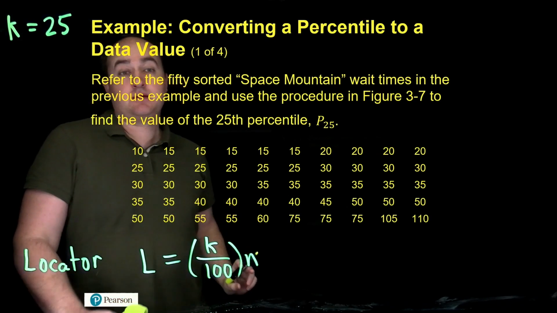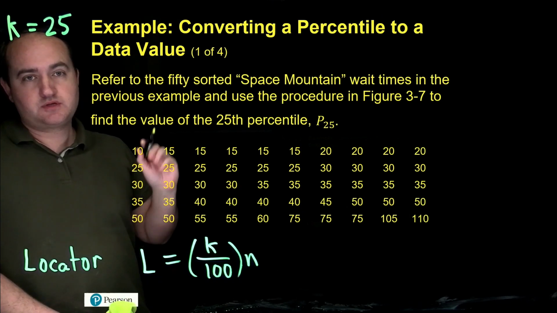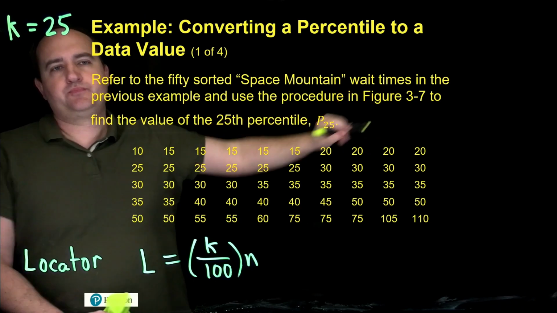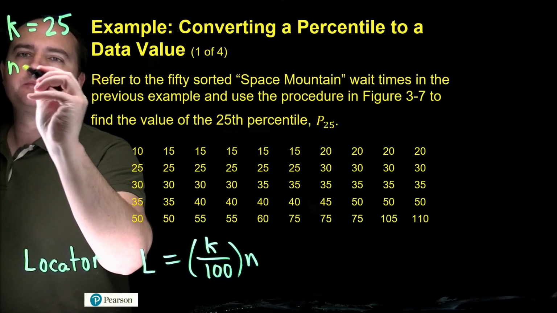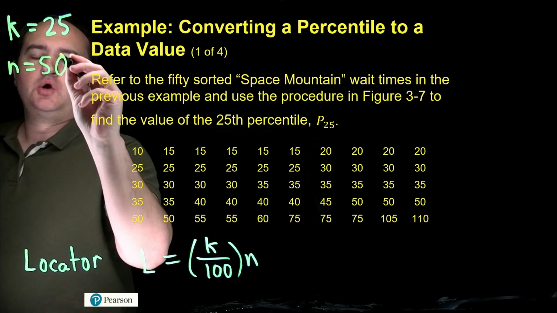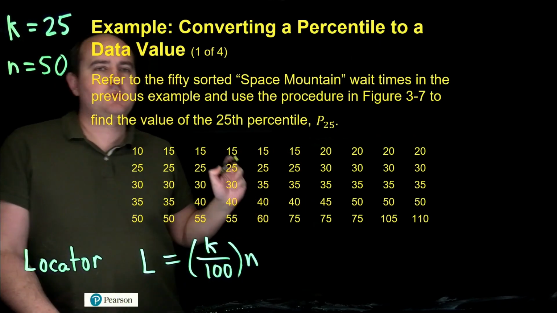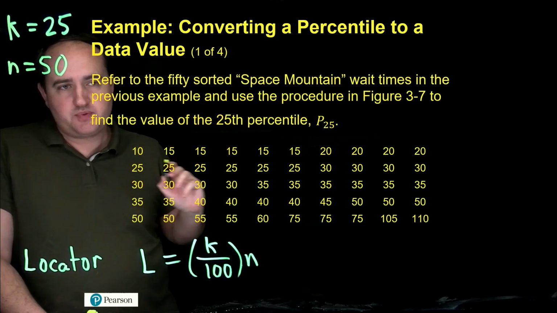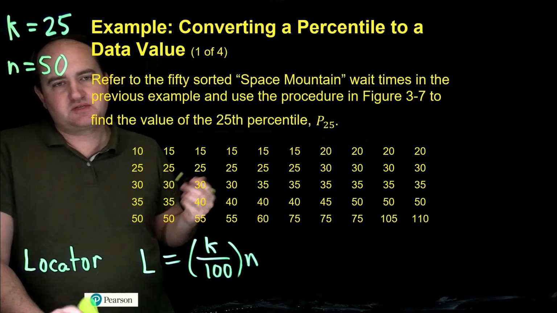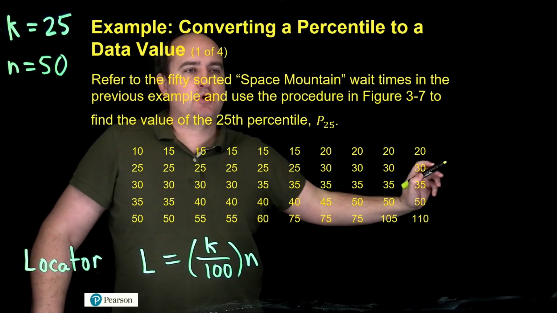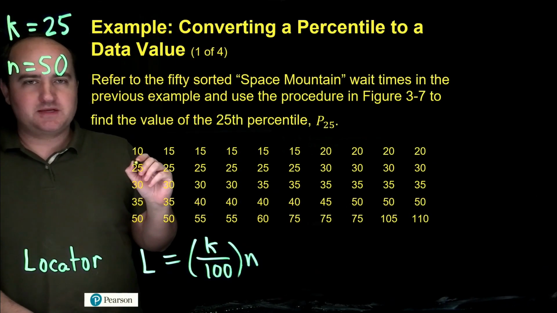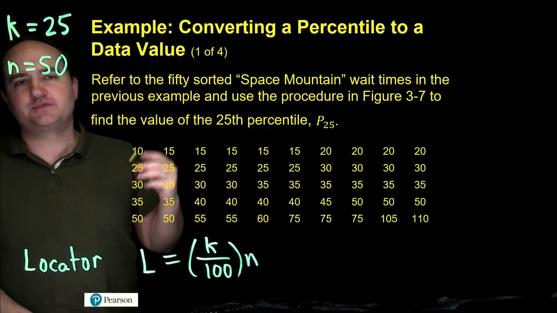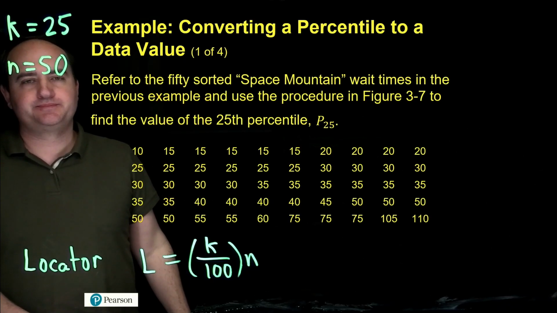N is going to be the same as the total number of data values. Here they tell us that there are 50 sorted wait times, so N equals 50. Or if you're doing your homework or your quiz or your exam and they don't tell you how many data values you have, it will be a table like this, so you can actually just count. Here we have 10 columns times 5 rows, and 10 times 5 is 50. So that's how you get 50 wait times.